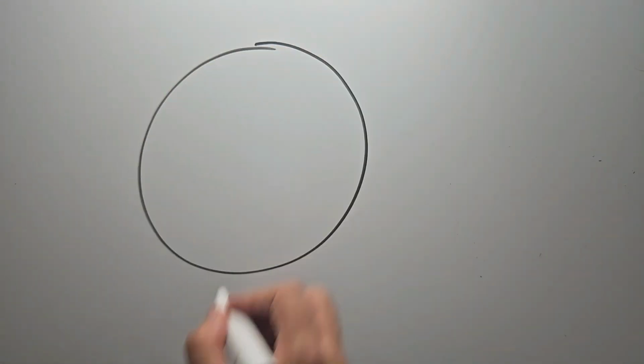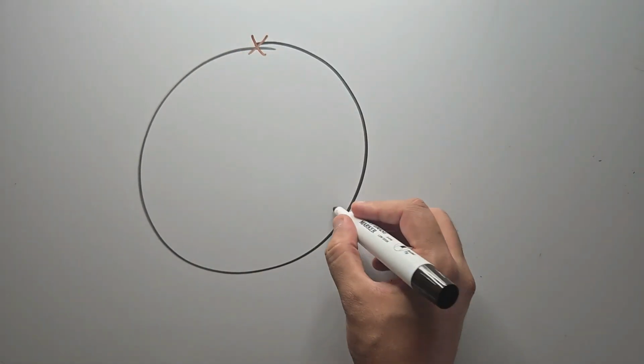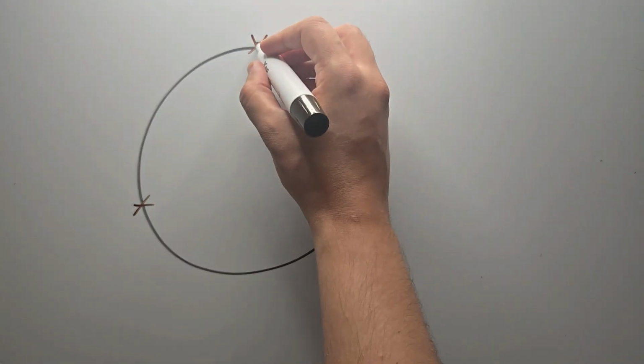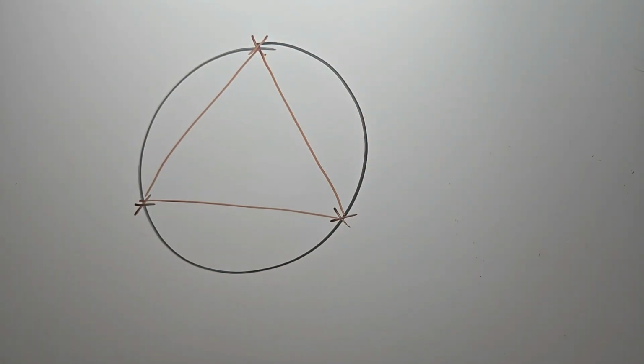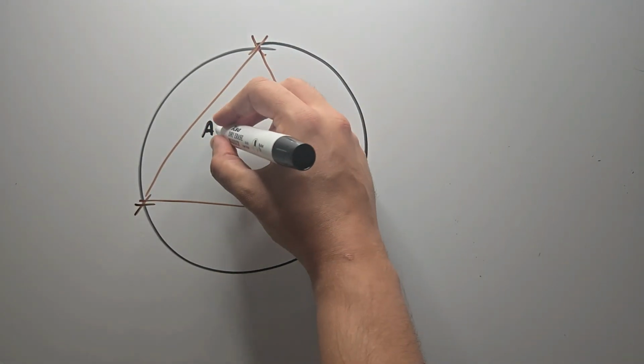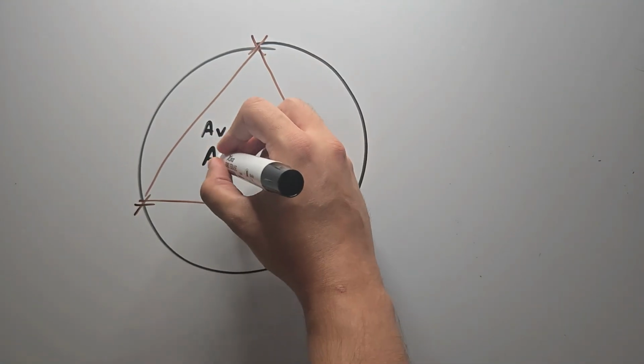Take a circle and randomly select 3 points on the circumference. Now join those points to form a triangle. What is the average area of a triangle constructed in this way?